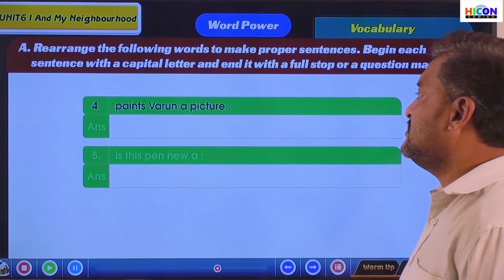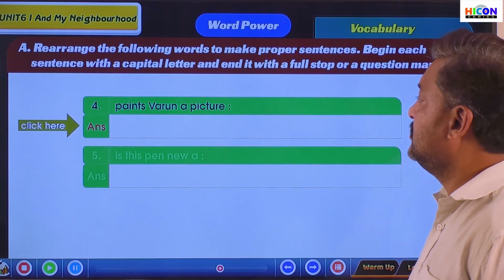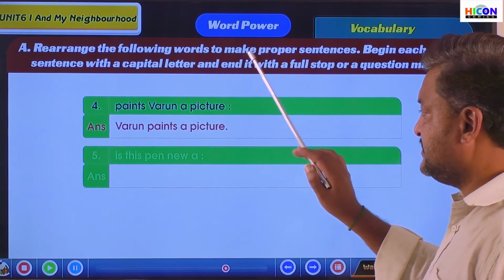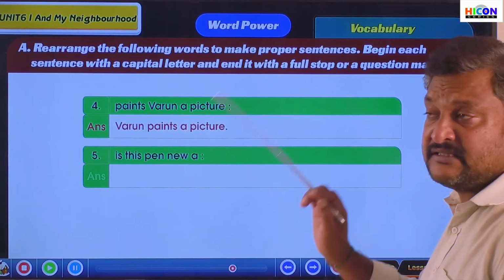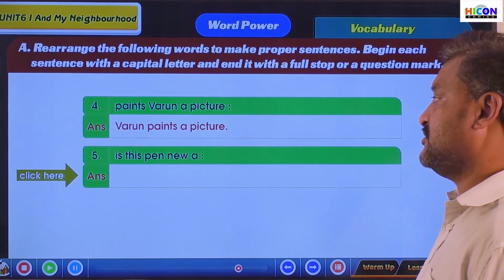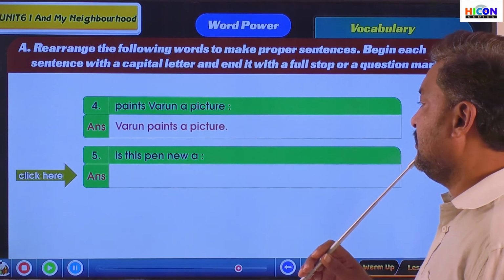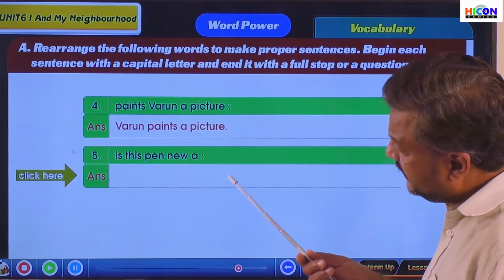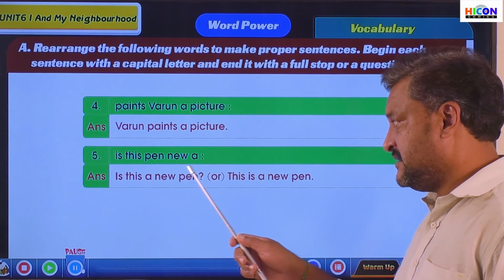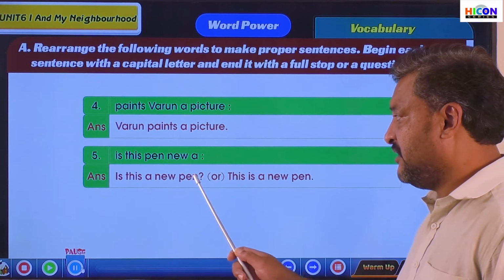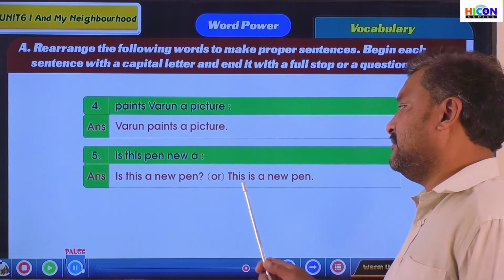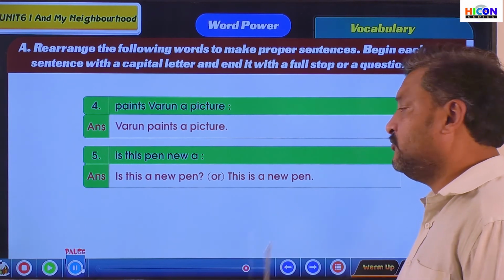Fourth one: paints, Varun, a, picture. Answer: Varun paints a picture. Varun paints a picture. V is capital at the beginning of the sentence. Varun is the name of a particular person, so obviously V will be capital, then a full stop. Is, this, pen, a, new? Again, this can be done in two ways. Is this a new pen? Is this a new pen? It's a question, so we have a question mark here. Is, I is capital. This is a new pen. T, capital and full stop.